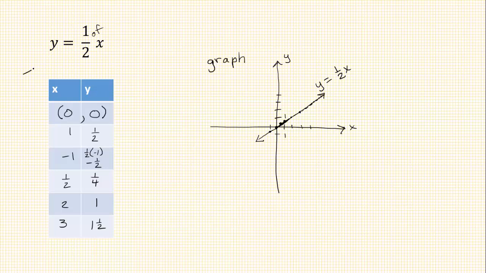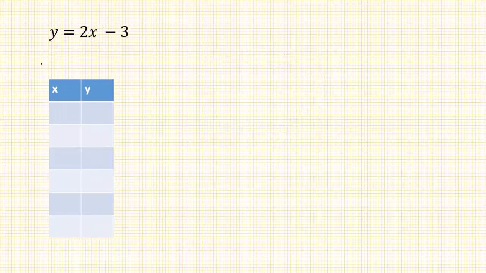And over here, this is our table of values. Let's use both of those for another equation. Here's y equals 2x minus 3. Every y value on the graph is 3 less than 2 times every x value. So let's pick a few.